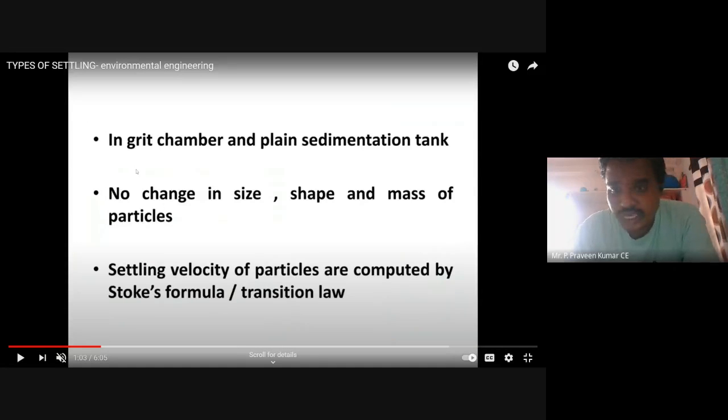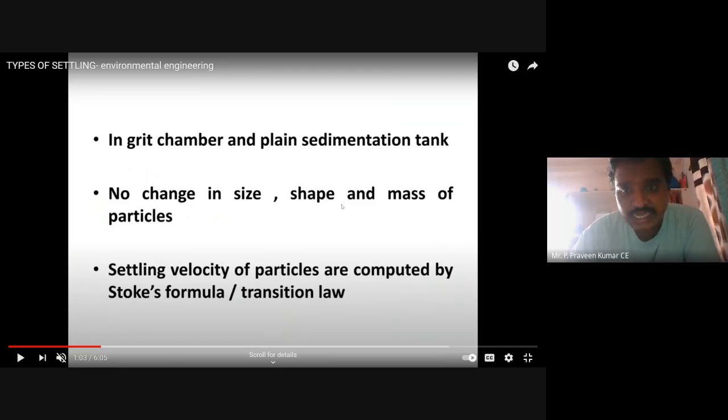See here, this can mostly be observed in a grit chamber and plain sedimentation tank. That's why I said before that the first 2 types of settling come under the preliminary treatment, and the remaining 2 types come under the primary sedimentation tank or the secondary sedimentation tank. But here we are discussing type 1, the discrete particle settling, which is seen mostly in the grit chamber and plain sedimentation tank.